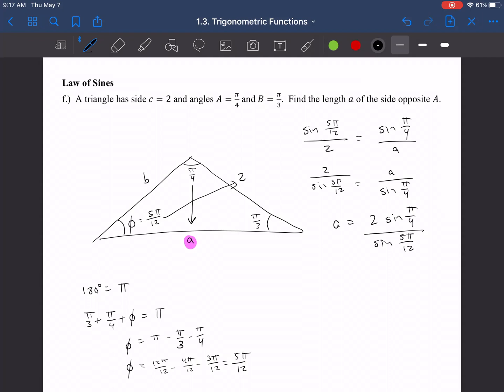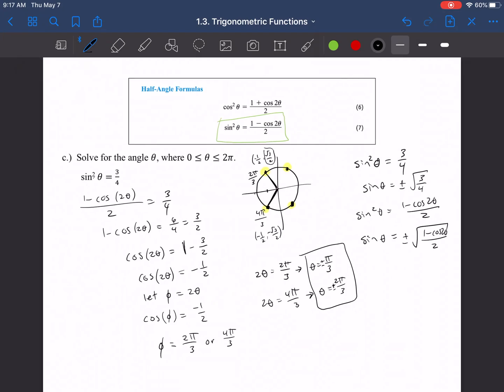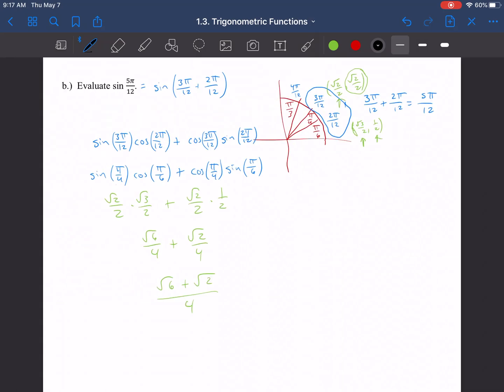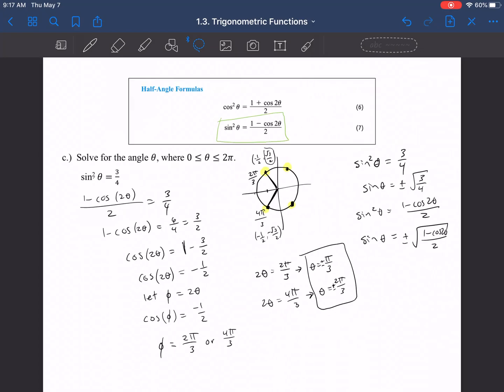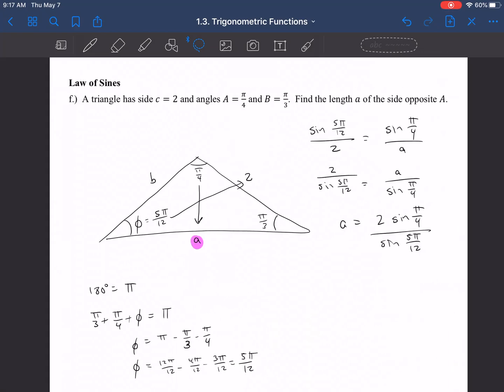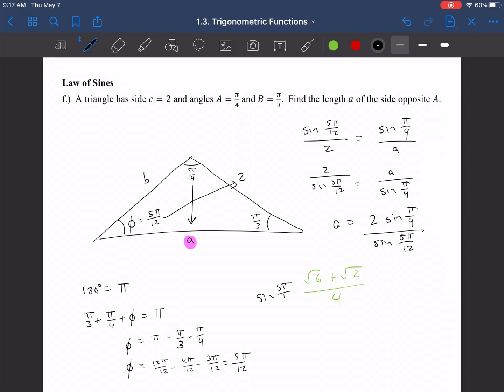And I think we just did the sine of 5 pi over 12 a few pages back, didn't we? Is that the one we did? Yep. So if we go back a few pages, we see the sine of 5 pi over 12 ended up just equaling this right here. I'm just going to copy it over. So come over here, and this is sine of 5 pi over 12, and that's what that equals.